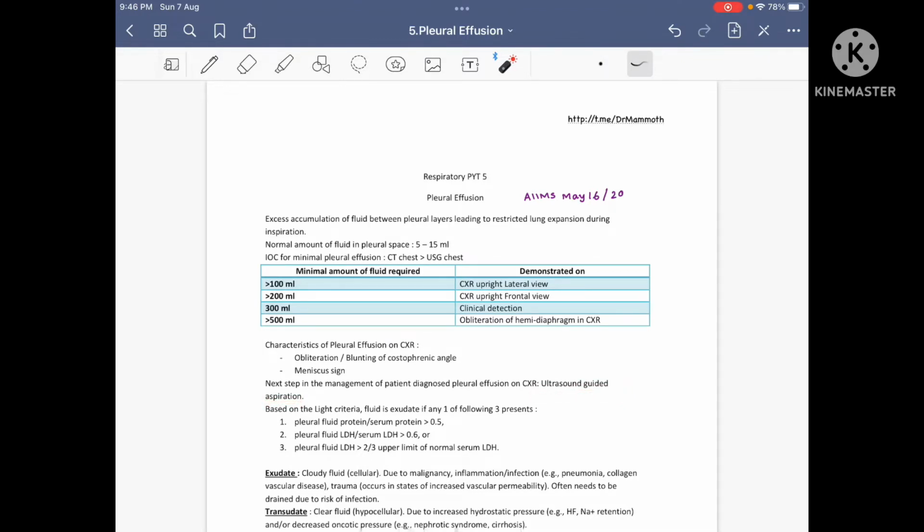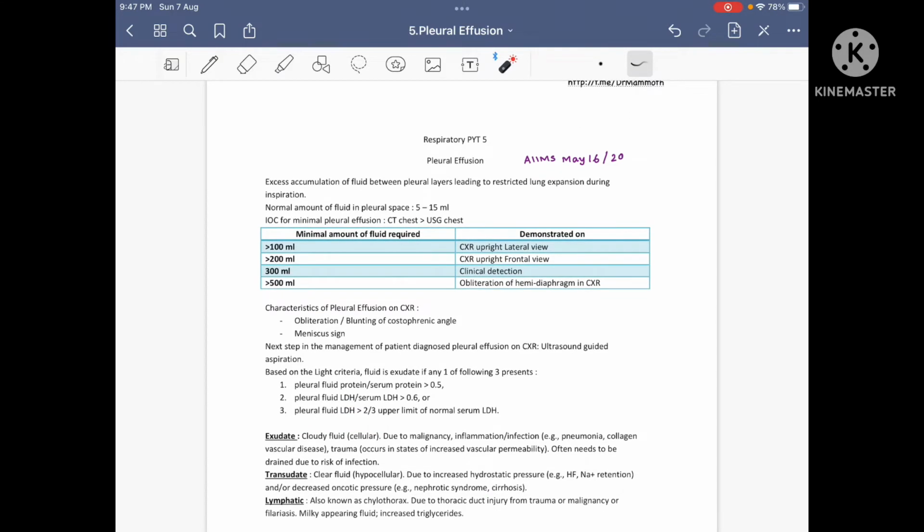Based on Light's criteria, fluid is exudate if any one of the following three is present: pleural fluid protein by serum protein more than 0.5, pleural fluid LDH by serum LDH more than 0.6, or pleural fluid LDH more than 2/3 of the upper limit of normal serum LDH. If any one of the three is present, then it is called exudative fluid. Exudate means cloudy fluid, cellular.